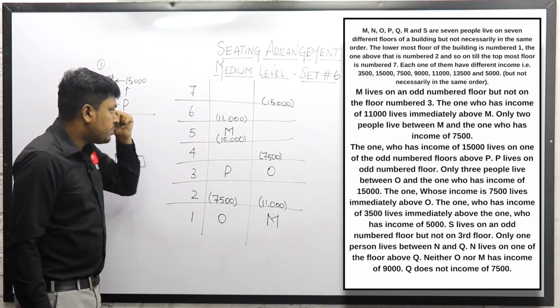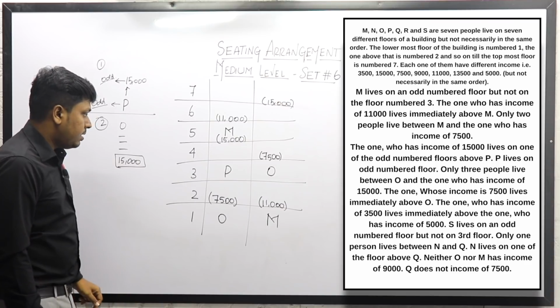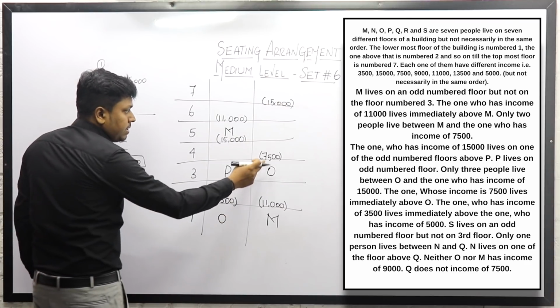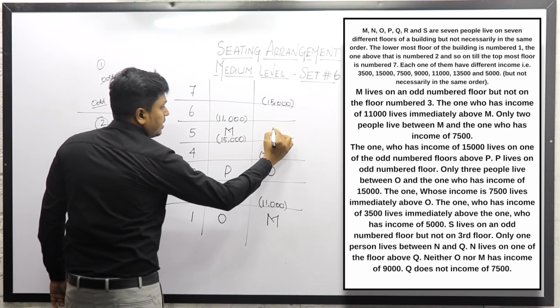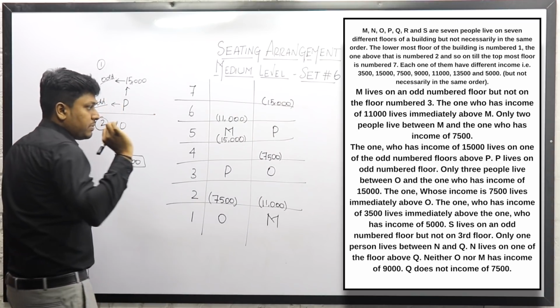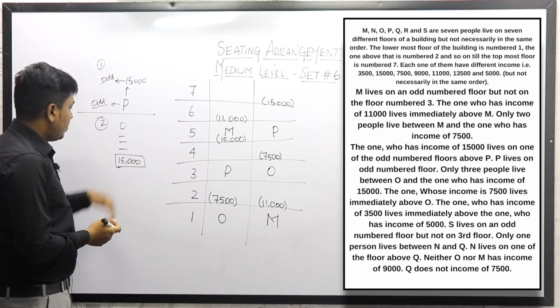So if we move on to this possible diagram, above P, I can't fix P here, only one chance that I should fix P here, right? Because above P is 15,000 salary. So finally both the clues are arranged.